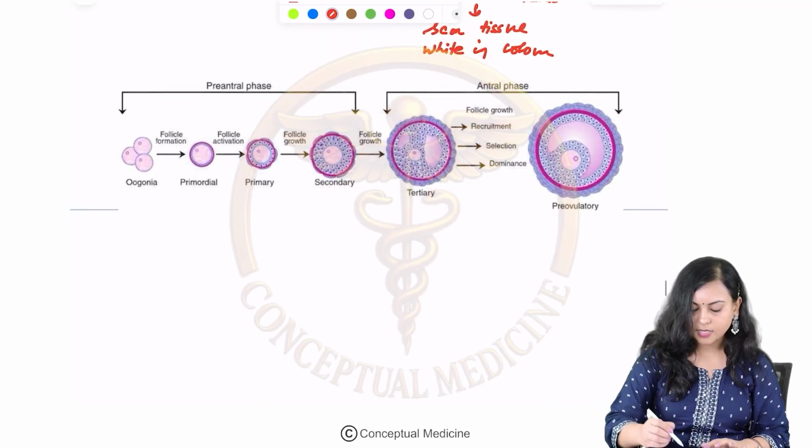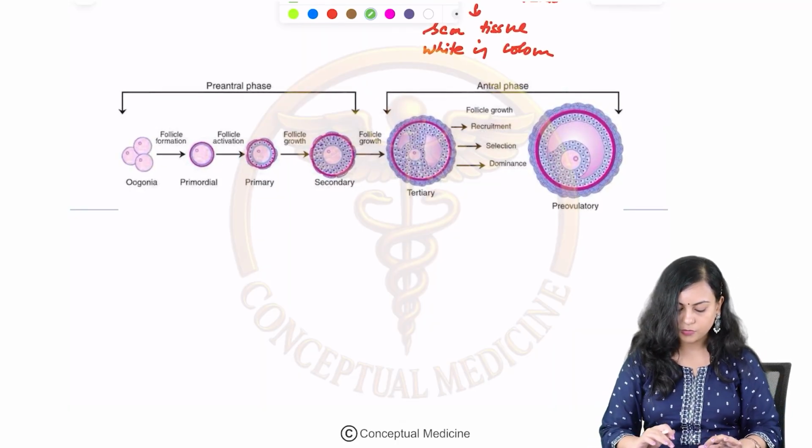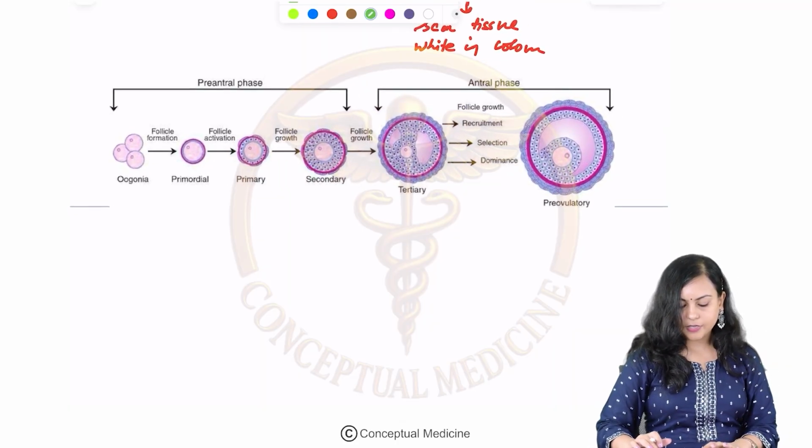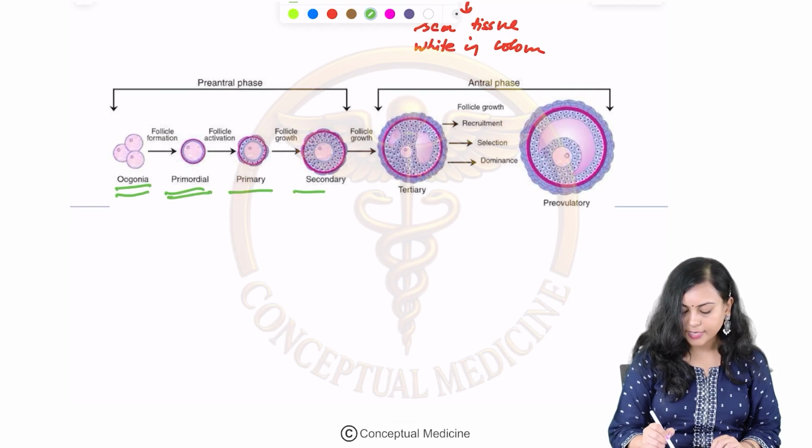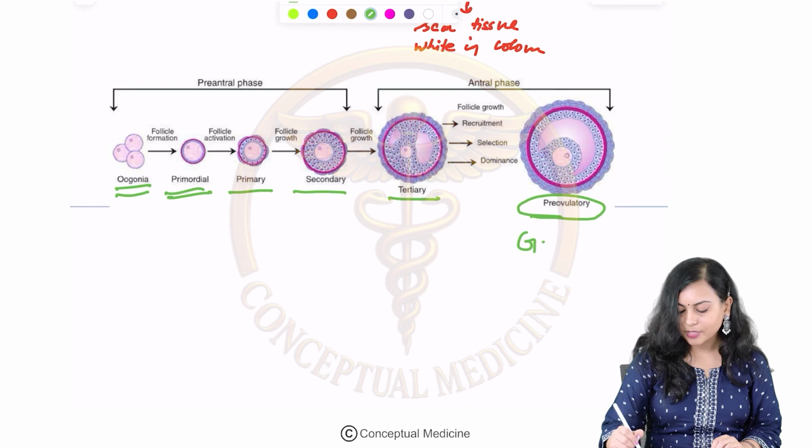Now, this is another picture to give an idea about the follicular development. So, first there is oogonia. Then we have the primordial follicle, primary follicle, secondary follicle and tertiary follicle, and the pre-ovulatory follicle, which is nothing but the Graafian follicle. Okay.